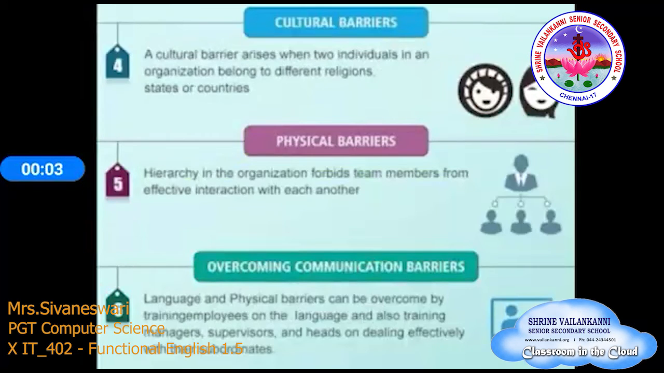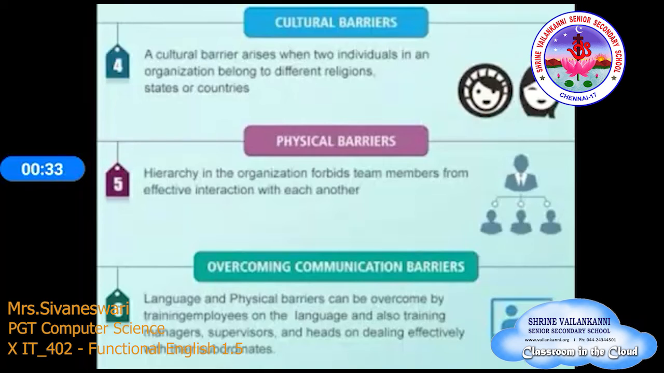Cultural barrier. This arises when two individuals in an organization belong to different religions, states, or countries. If they interact together, there might arise some cultural barrier. So, hierarchy in the organization forbids team members from effective interaction with each other. So, this causes physical barriers. Now, how to overcome these communication barriers?